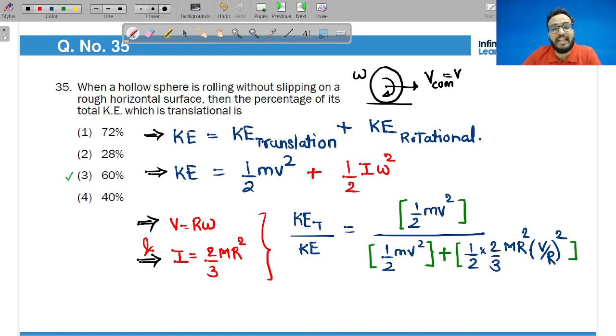Now translational kinetic energy is what? Half mv square. And what is the overall kinetic energy? It is half mv square plus half I omega square. Now I is 2 by 3 mr square and omega is V by R, right? So put values and definitely you will get your answer as 60%, right?